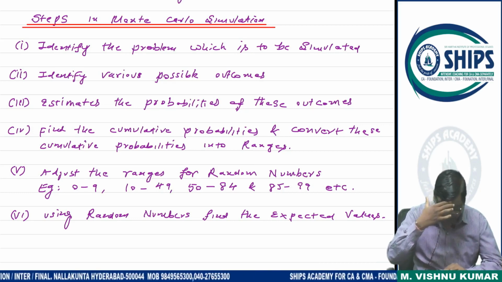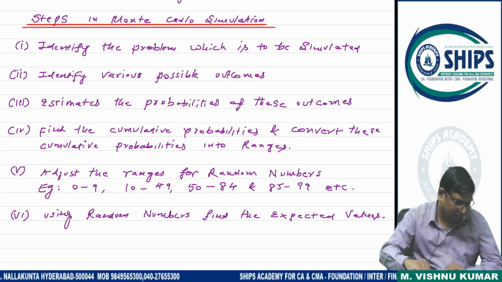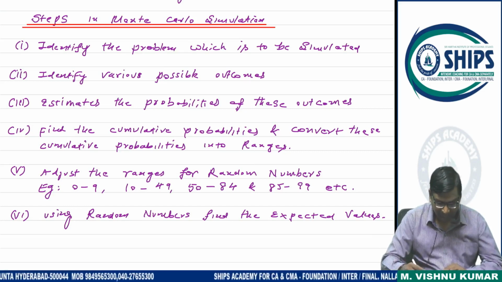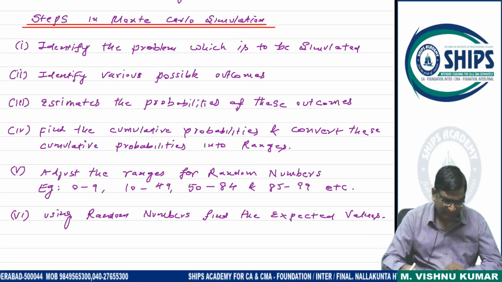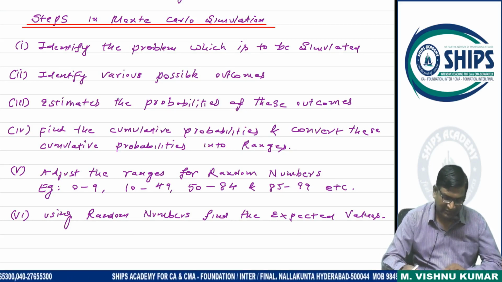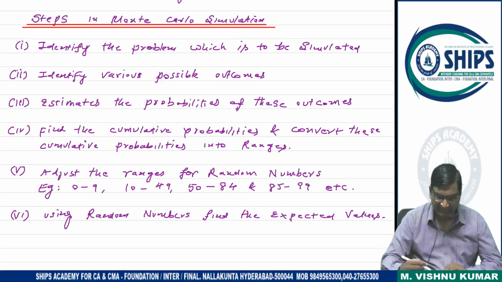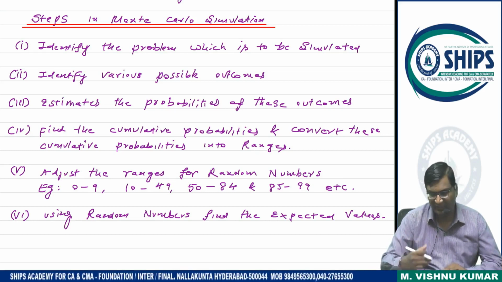So what are the Monte Carlo simulation steps? First, identify the problem, then identify the various possible outcomes. If there is only one outcome, only one set of random numbers will be given. If there are 2 or 3 outcomes, then 2 or 3 sets of random numbers will be given. Thereafter, probabilities are sometimes given in the question, and sometimes we have to calculate them.